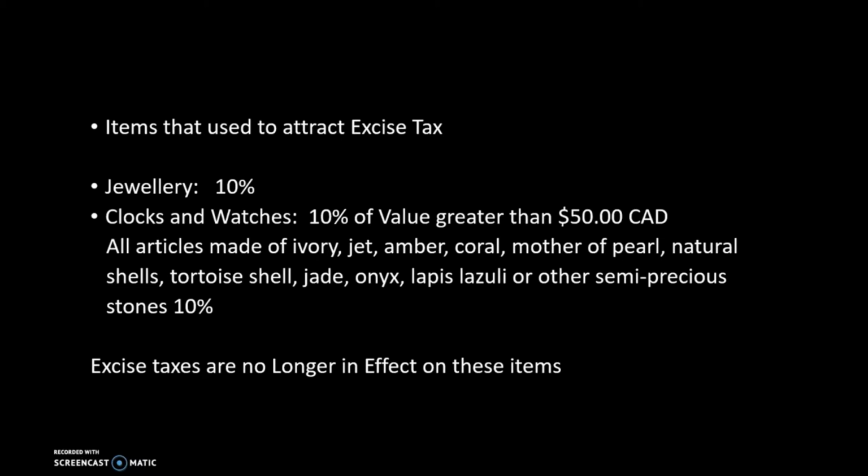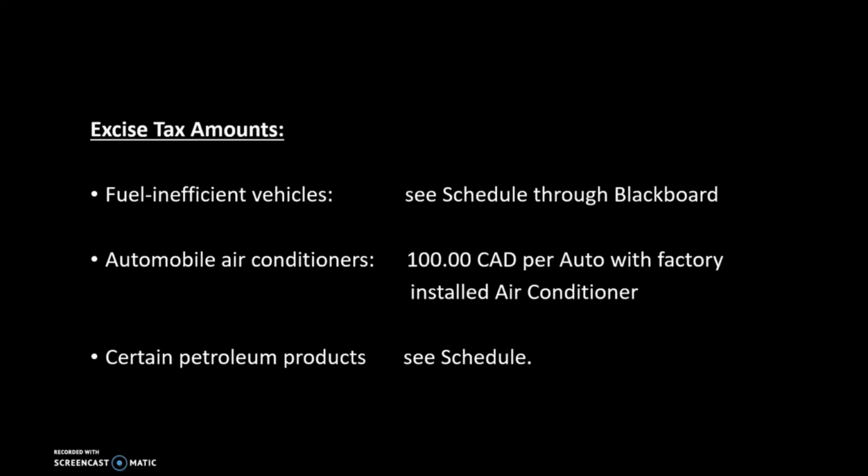As well, all articles that were made of ivory, jet, amber, coral, mother of pearl, and other semi-precious stones were charged 10% as well. So it could be jewelry, other adornments, utensils, or instruments that are made of these particular items. They were charged excise tax, but these are no longer in effect. This is just for interest's sake only. So jewelry, clocks, and semi-precious stones don't attract excise tax anymore.